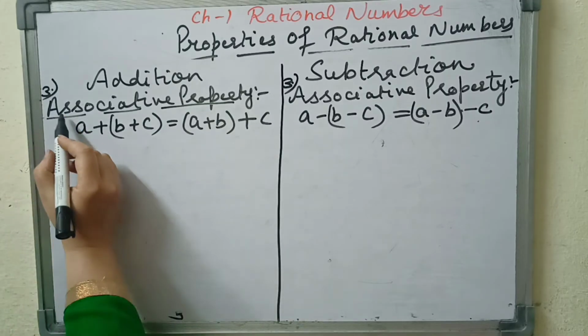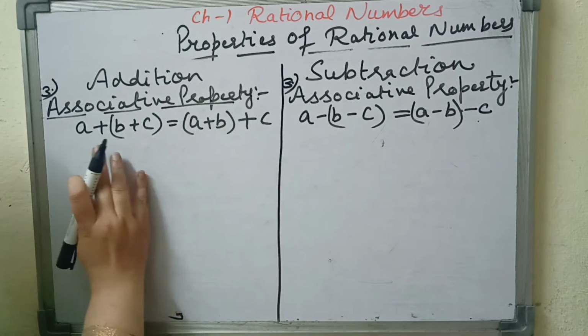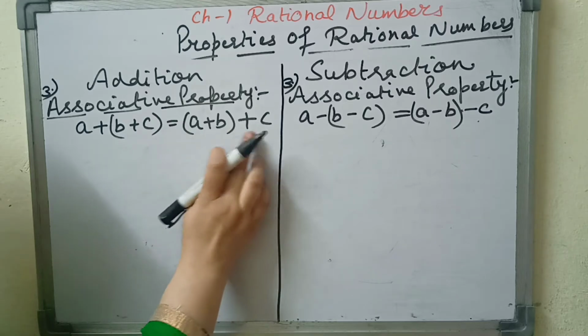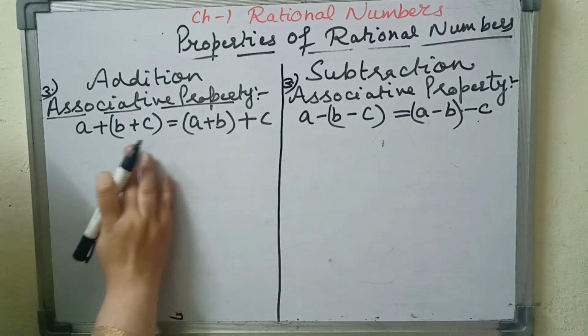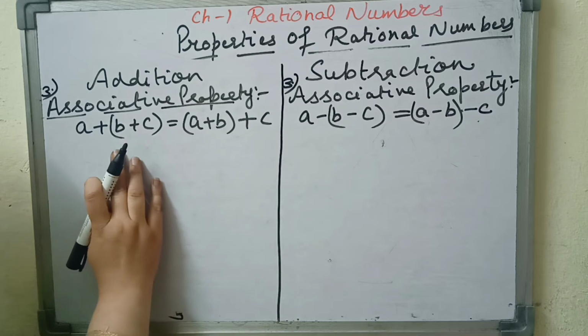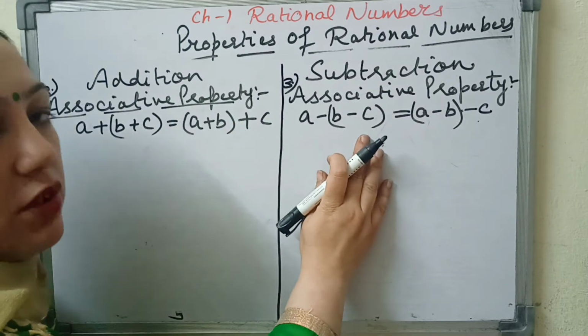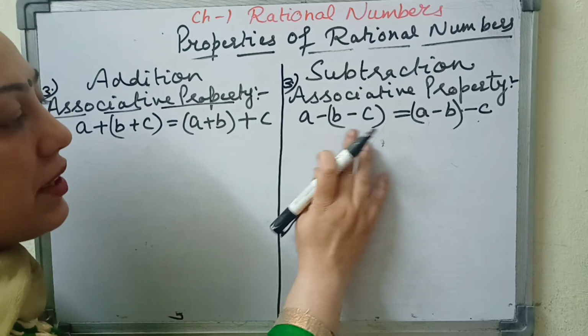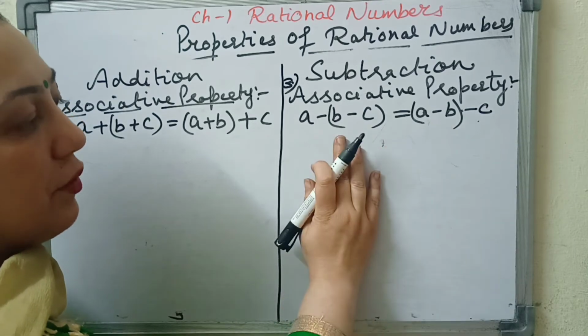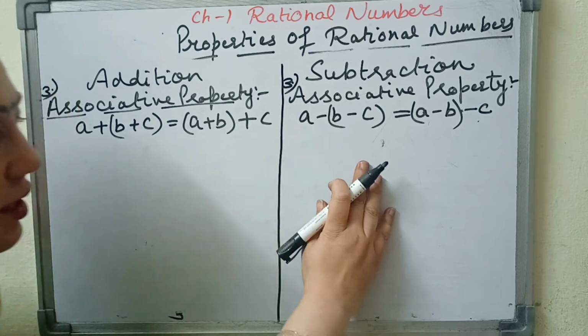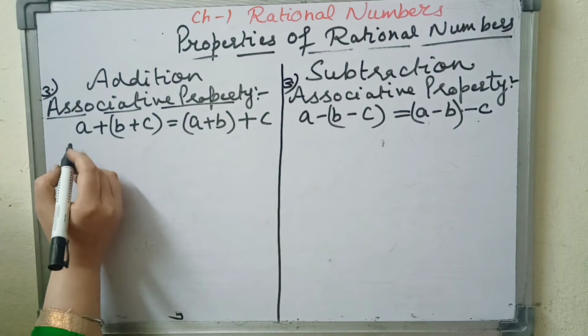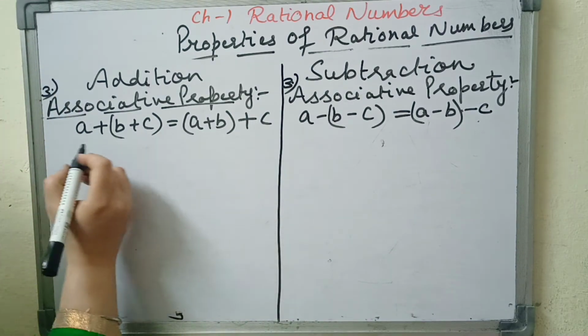The third property is associative property. In this property, the three rational numbers can be added while being paired in different ways. We will get the same result. But in case of subtraction, it is not so. When we subtract by grouping them in different ways, we don't get the same result. Now let us see how it is. I will explain it by taking some examples.